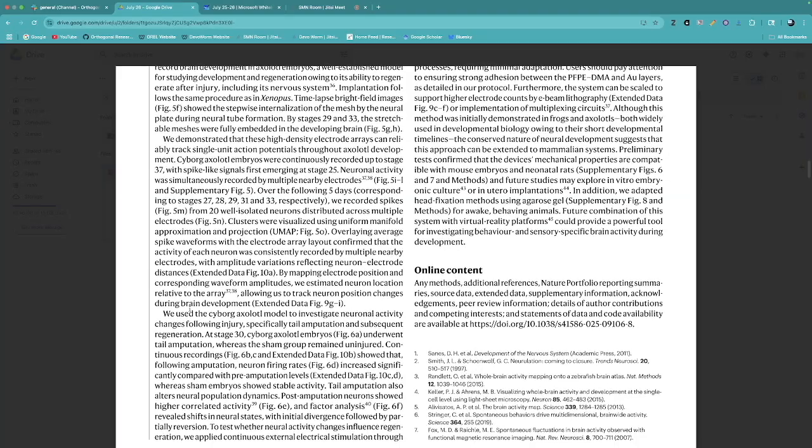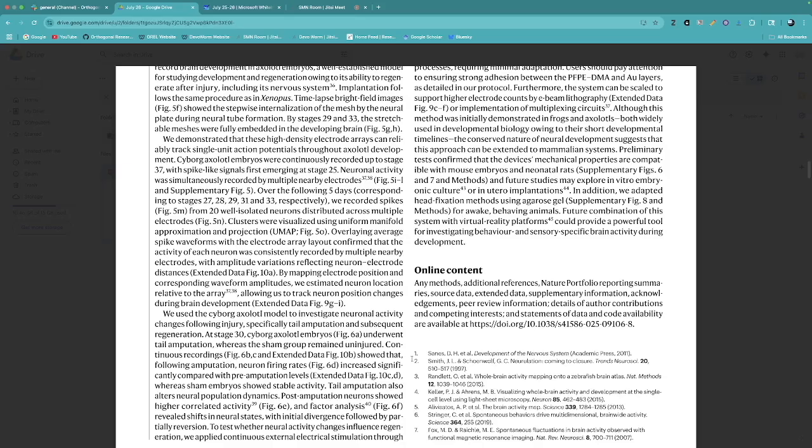All right, so yeah, they talk about this a little bit in the results. We use the cyborg axolotl model to investigate neuronal activity changes following injury. So the reason they're doing this tail amputation is to sort of simulate injury. Specifically, tail amputation and subsequent regeneration. At stage 30, cyborg axolotl embryos underwent tail amputation, whereas the sham group remained uninjured.